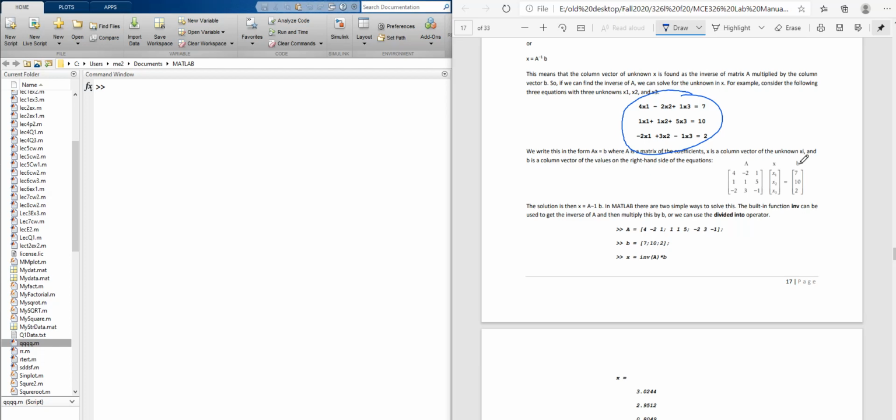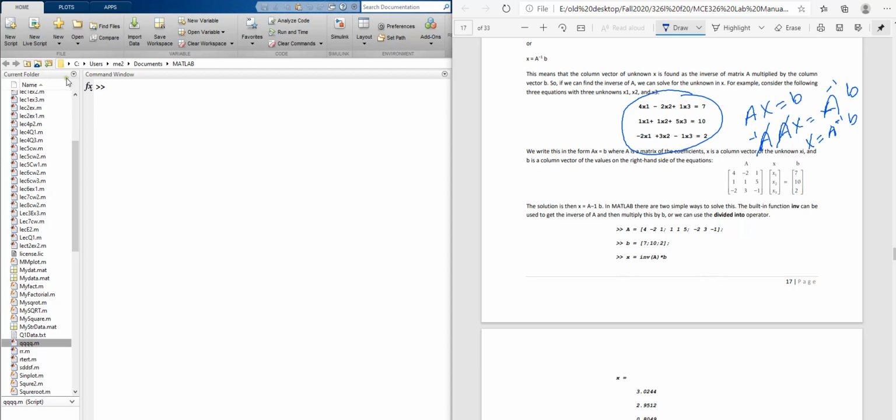In general, we want to write it in a form, as you see, A times X equals B. In this case, if you multiply by A inverse, A inverse times A times X equals A inverse times B. As you see, A inverse times A is the identity matrix, so it's like 1. So X in this case equals A inverse times B. This is the solution. So we have to rewrite the equation like this.